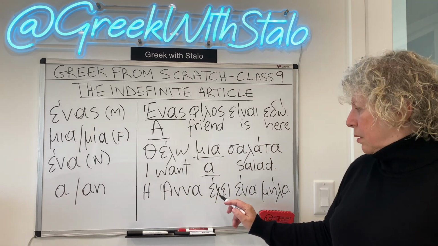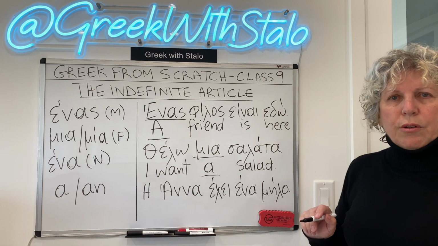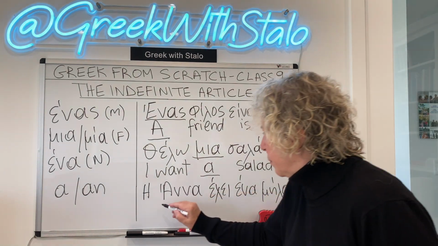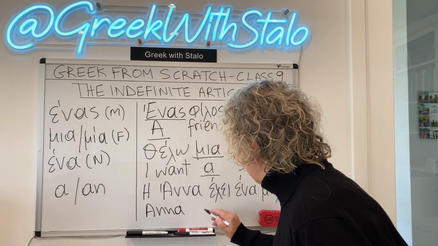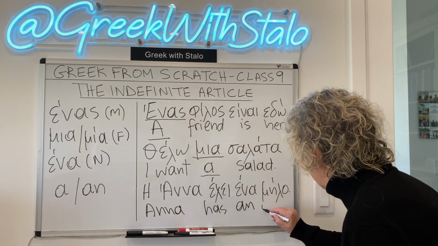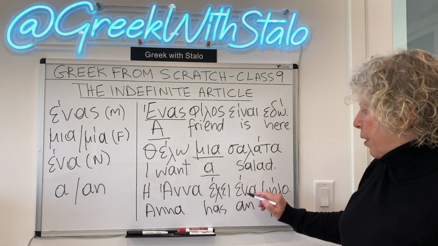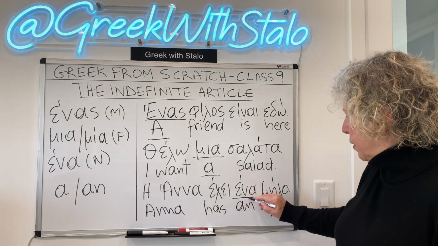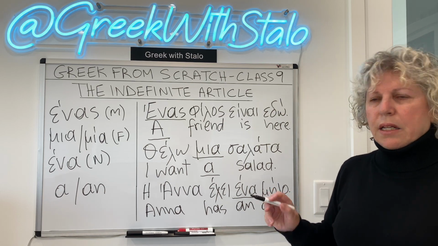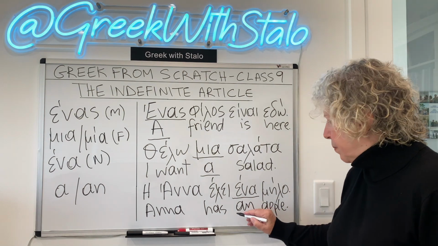Η Άννα έχει ένα μήλο. Anna has an apple. So here we have the neuter form, ένα, and it's translated as "a" or "an". Here we have "an" because apple starts with a vowel.